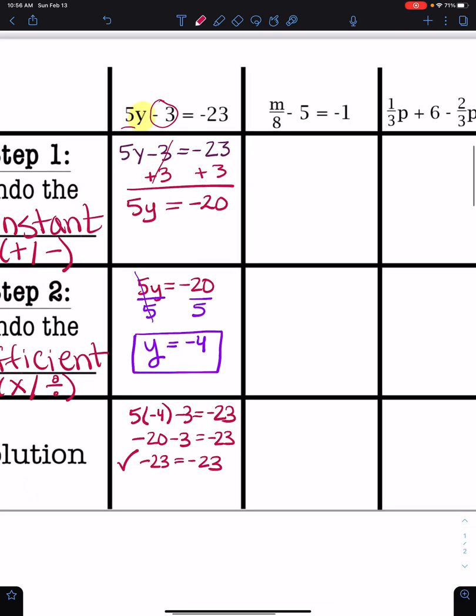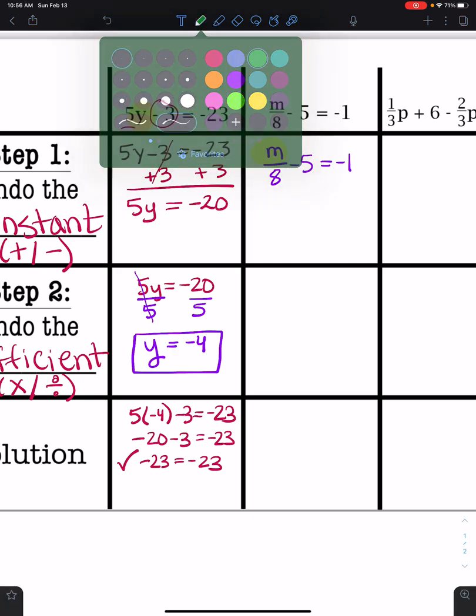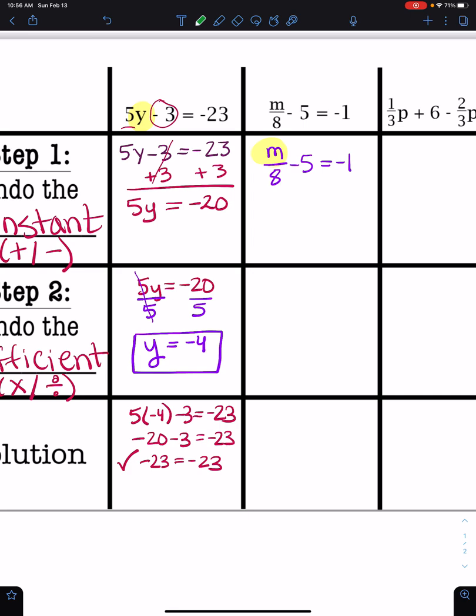The next example, I'm going to copy the problem down. I'm going to locate my variable, ask myself what's happening to that variable. In this case, it's being divided by 8, and we're subtracting 5. The first step is to undo the constant term, which is this minus 5. So I'm going to add 5 to negative 5 in order to get a 0 here. And whatever I do to the left, I have to do to the right. So negative 1 plus 5 is 4 on the right side of the equation.